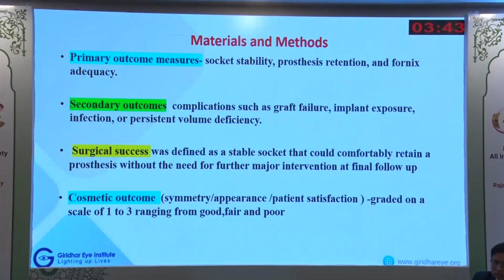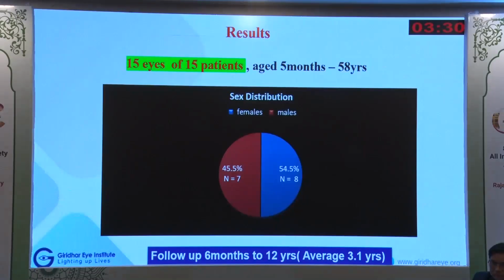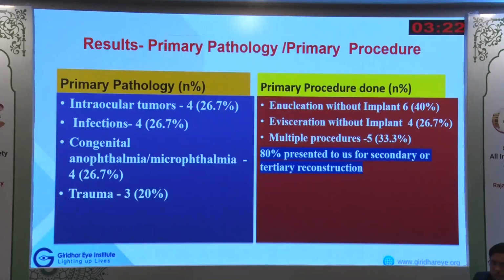Surgical success was defined as a stable socket that would comfortably retain a prosthesis without the need for any further surgical intervention at final follow-up. Cosmetic outcome was defined in terms of symmetry, appearance, and patient satisfaction, and graded from 1 to 3. We had 15 eyes of 15 patients with age ranging from 5 months to 58 years. Follow-up ranged from 6 months to 12 years with a mean of 3.1 years.